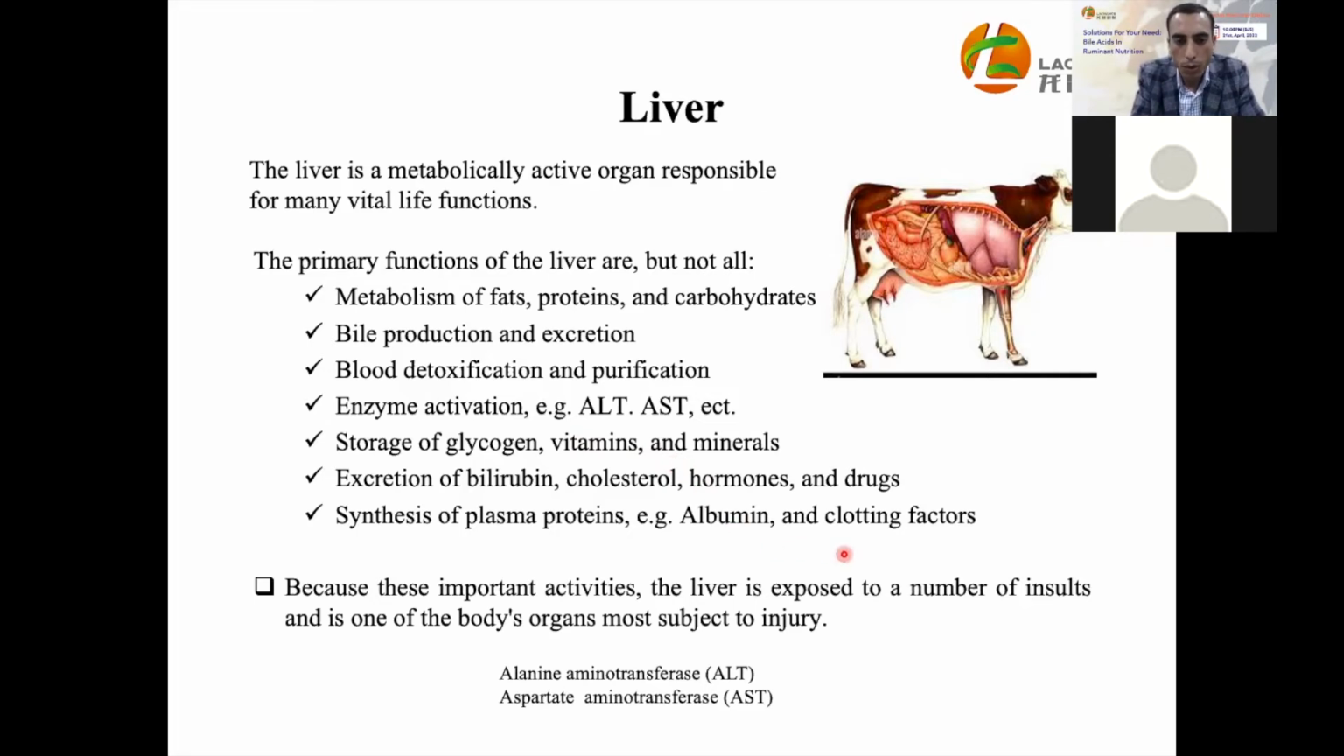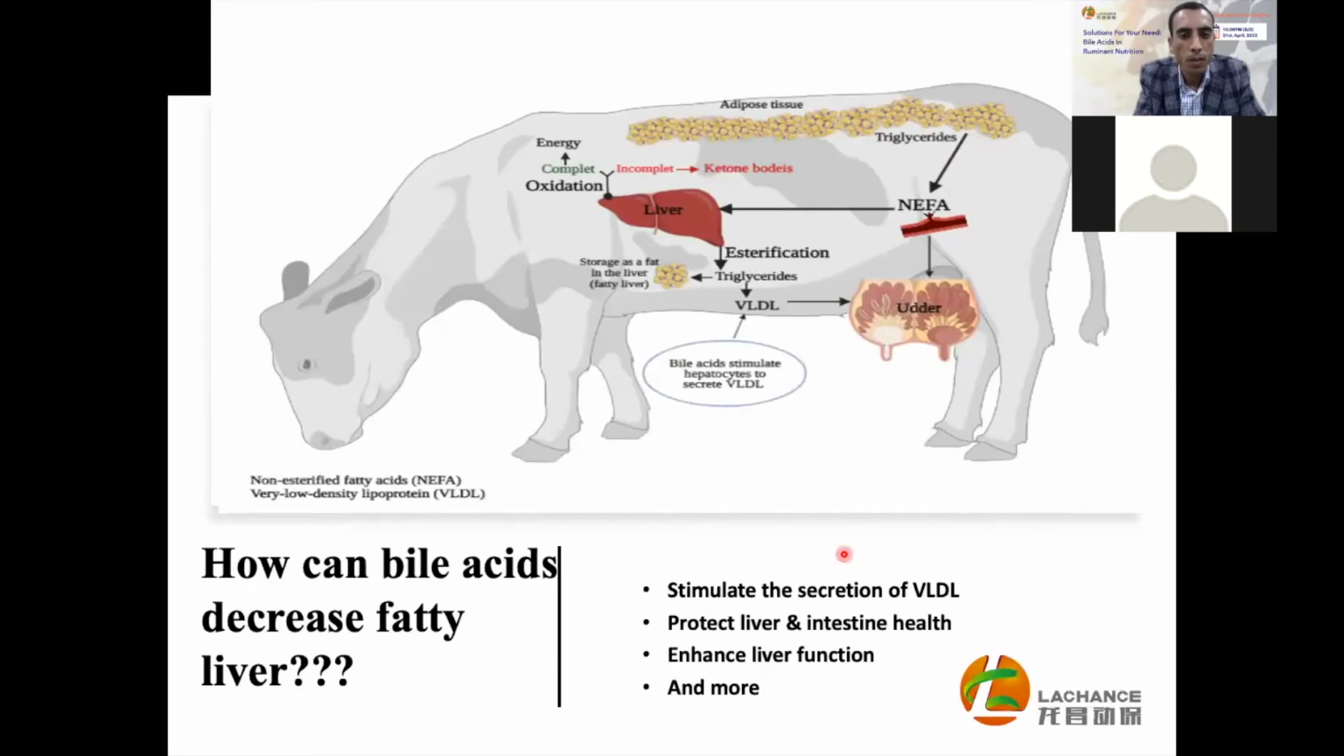Because of the lot of work and many vital functions that the liver participates in, the liver is more susceptible to insult and injury, and this finally leads to decreased efficiency and affects liver function. So there is a question here: how can bile acid decrease fatty liver? It is one of the main problems faced by dairy producers and the animal production sector, especially for lactating and high producing dairy cows.